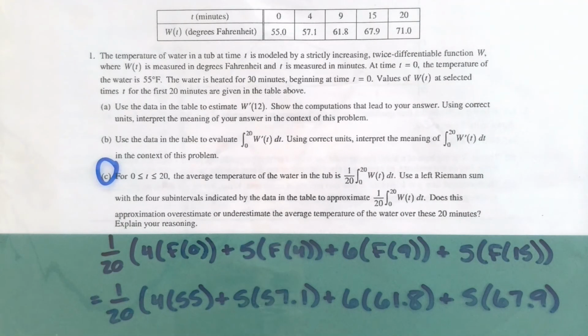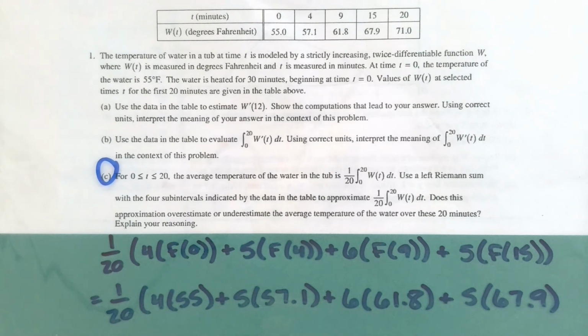So setting up this average using a left Riemann sum, first make sure your 1 over 20 doesn't disappear, leave it there. And then for the first rectangle, we've got a width of 4, and then we're using f of 0 since it's on the left. For our second subinterval, a width of 5, and then using f of 4 since it's on the left. For the third one, a width of 6, and then using f of 9 because it's on the left. And then for the last one, a width of 5, and then using f of 15 because it is on the left.